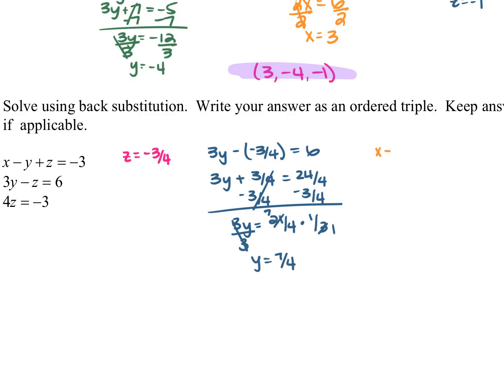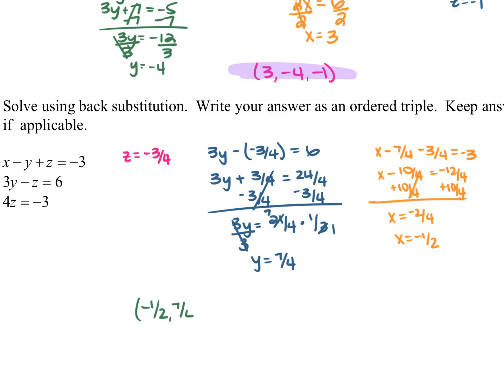So it's going to give us x minus 7/4 plus -3/4 is equal to -3. This is x minus 10/4 is equal to -12/4. Add your 10/4 over. That gives us x is equal to -2/4, which is -1/2. So your ordered triple is -1/2, 7/4, -3/4.